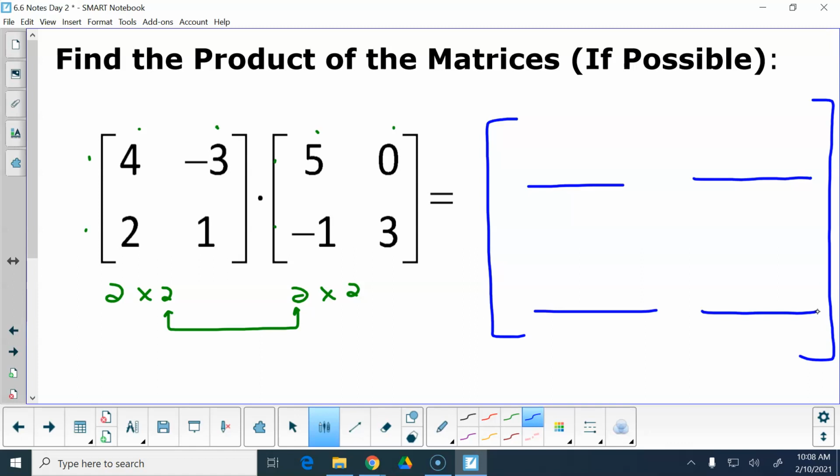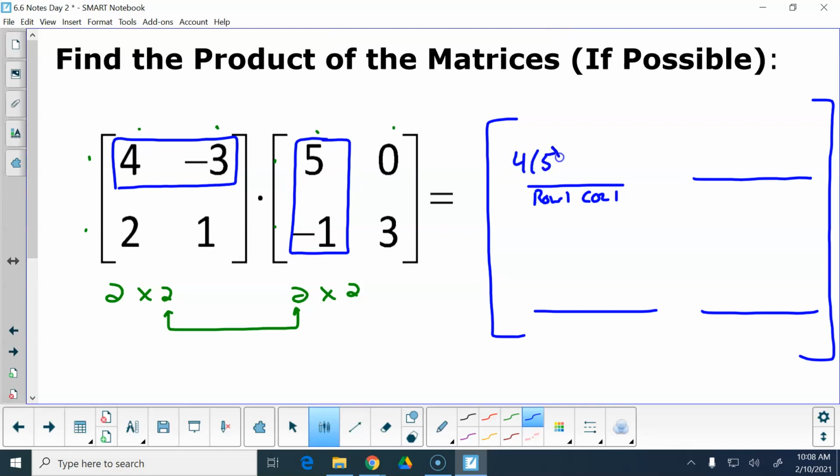And so I like to draw myself a big 2 by 2 matrix. Because this over here, this is row 1, column 1 in my result matrix. So that's going to say that I'm going to take row 1 and I'm going to multiply it by column 1 in my second one. Everything in matrices is rows by columns. So I take the first row times the first column. So that would be 4 times 5 plus negative 3 times negative 1.